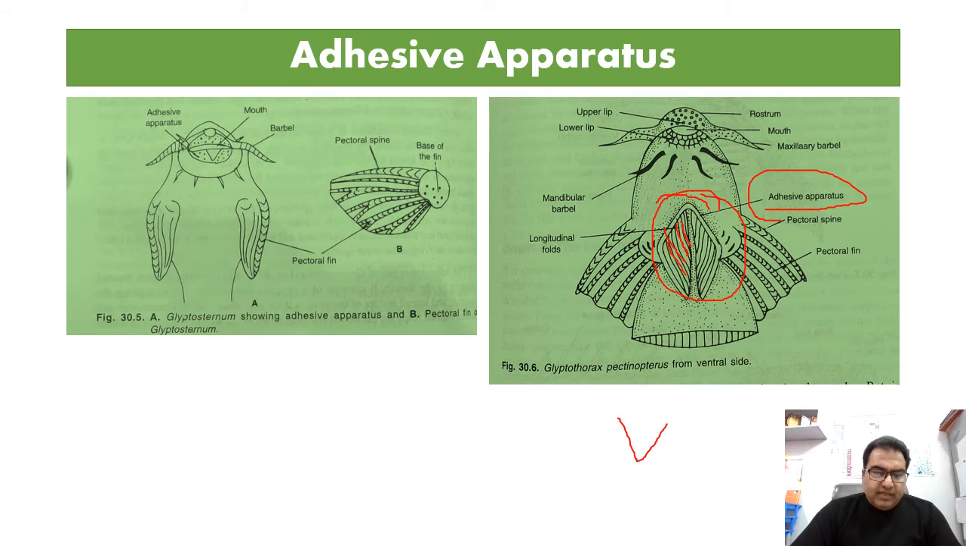This is especially seen on the ventral side, in the thorax, between the pectoral fins. That is, this is the pectoral fin and this is the second pectoral fin on either side, and it is in between these two pectoral fins. In Glyptosternum, you see the pectoral fin having inner rays, and the pectoral spines are used for clinging to the substrate.